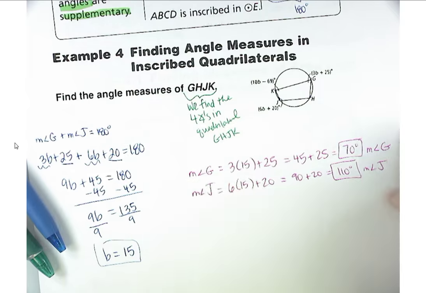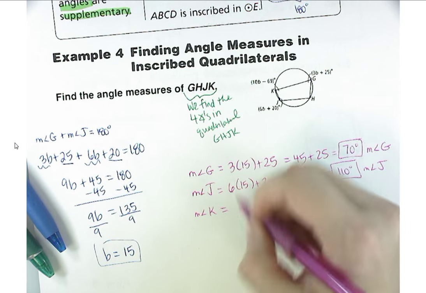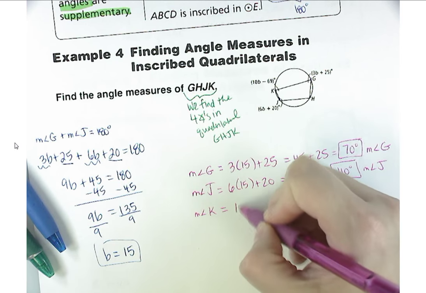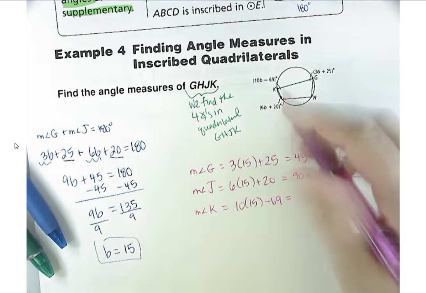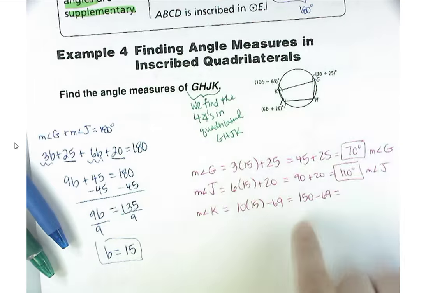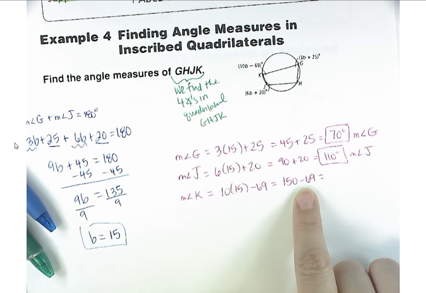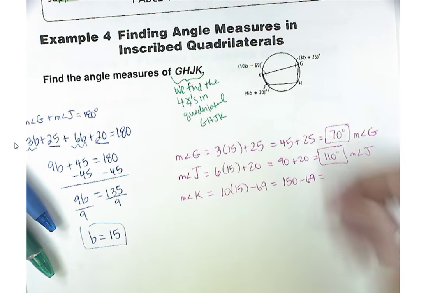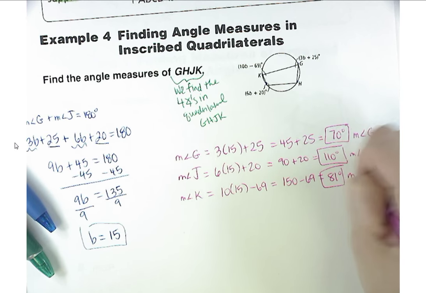And then what's the last one I can find? K. So then I have 10 times 15 minus 69. What's 10 times 15? 150. When you're doing mental math with this, what I would do is subtract 70. So 150 minus 70 would be 80, and then you can just add 1, because you went up 1, so it'd be 81. And this is the measure of angle K.